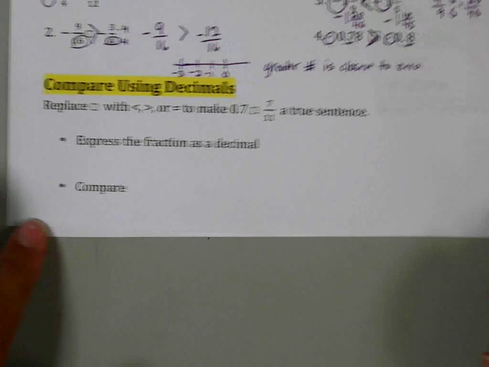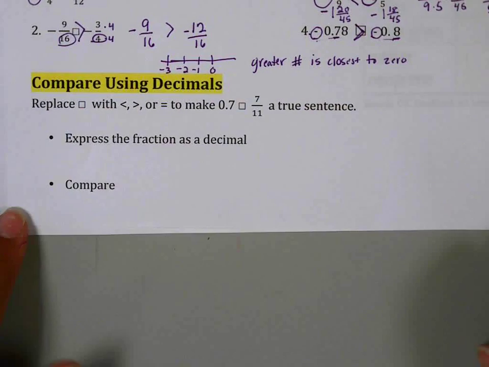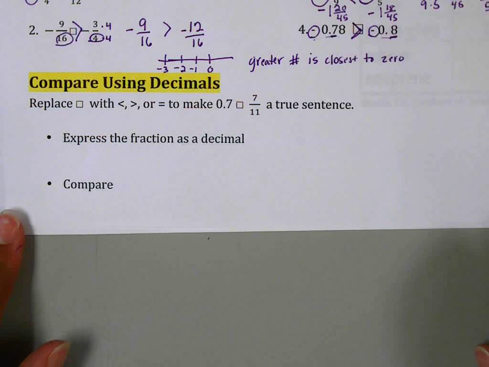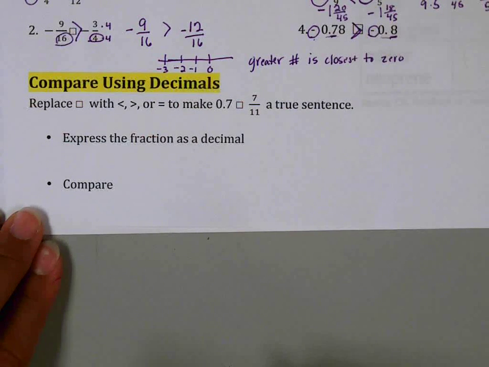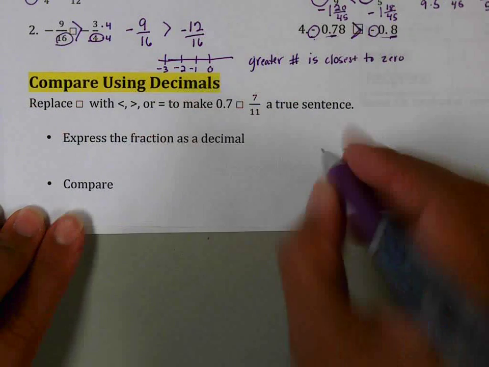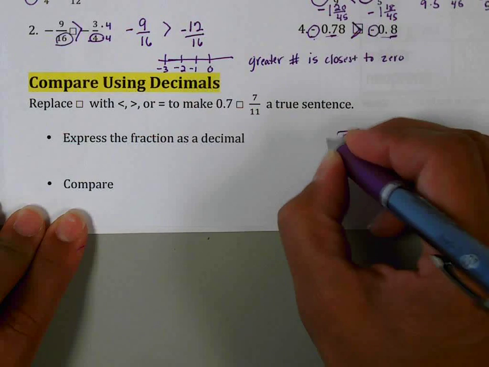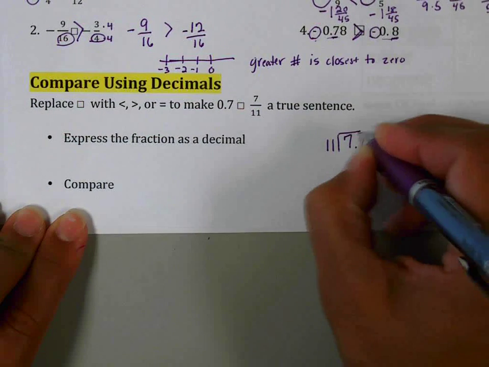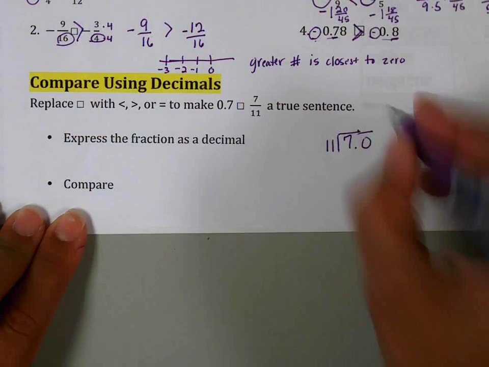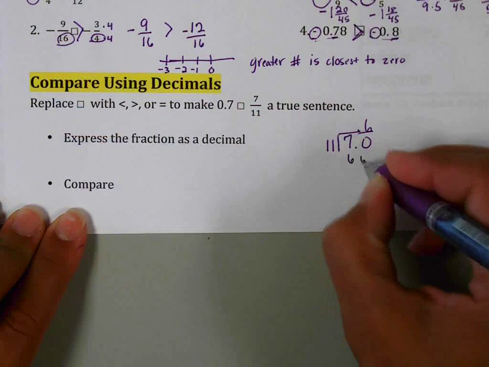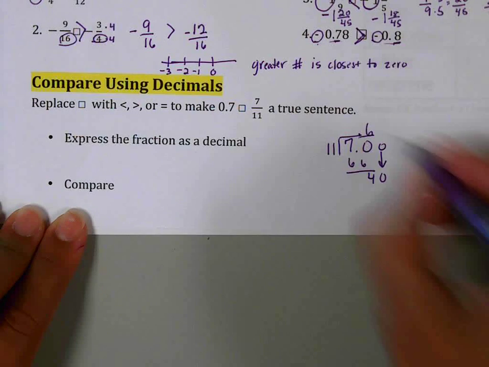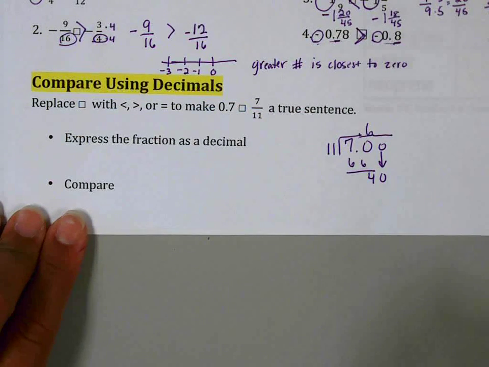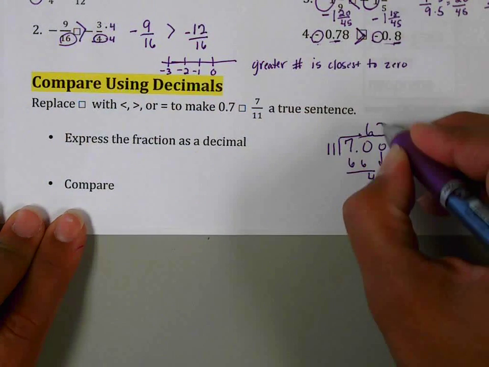Okay, now we're going to compare fractions and decimals by converting the fraction to a decimal. So we want to convert 7/11 to a decimal. So we would divide 7 by 11. So 11 goes into 70 6 times, and we have a remainder of 4. We bring down a 0, and we have 40. 11 goes into 40 3 times.